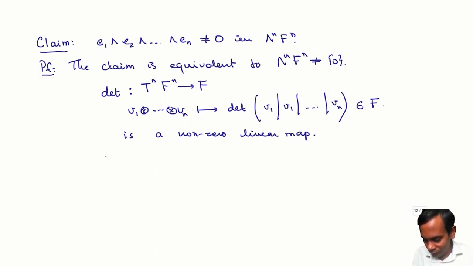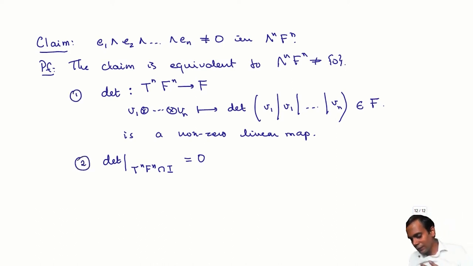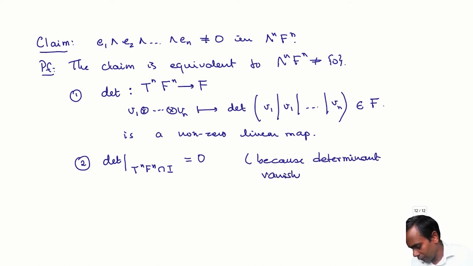And the other fact that we know is that the determinant restricted to T^n F^n intersect I is 0. Why is that? Well, this just corresponds to the fact that if you have a matrix, two of whose columns are equal, then its determinant is 0. So this determinant will vanish on any matrix which is in T^n F^n intersect I, because the determinant vanishes on matrices with two equal columns.